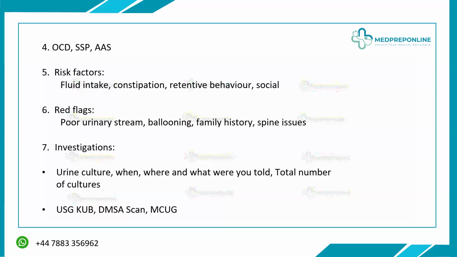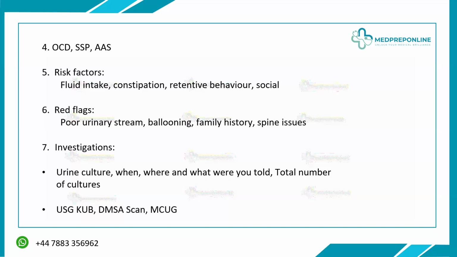And ultrasound, KUB, DMSA scan, and MCUG scan, you have to ask about these. Ultrasound, you have to ask, was any jelly scan done for the kidneys? And for DMSA scan, you can ask, was any dye given and then X-rays done? And for MCUG, you can ask, was any soft tube passed from the down area, and then some dye was injected and they did some X-rays. So this is the way to ask about these investigations.